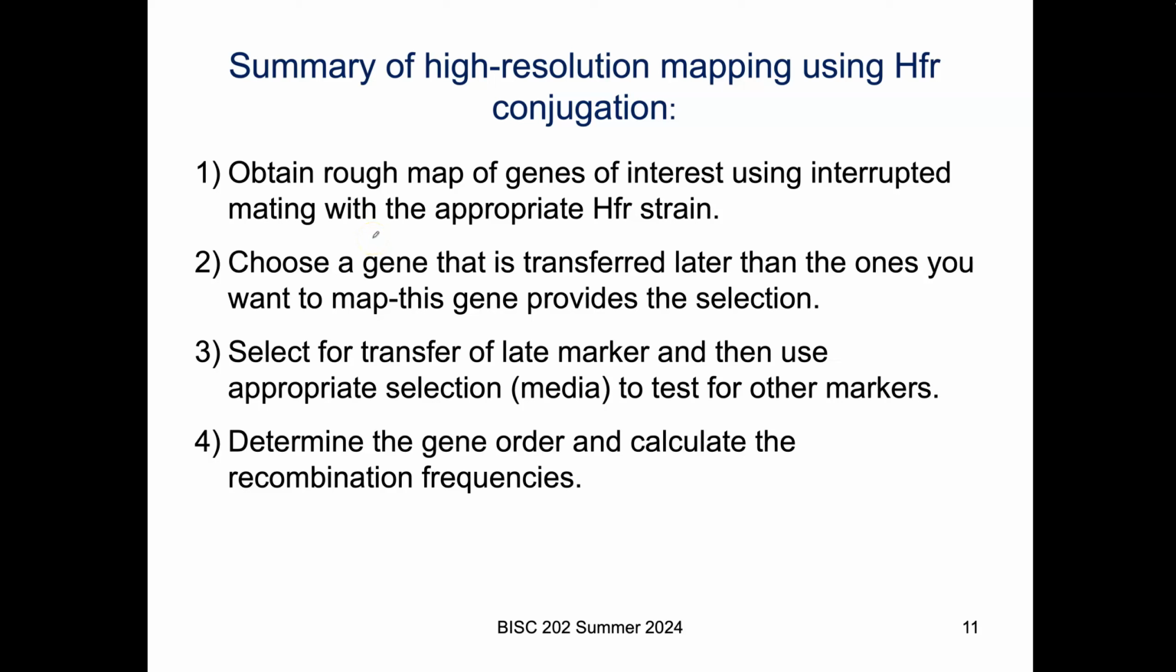We obtain a rough map of those genes. We choose a gene that's transferred later than the ones you're trying to map, so this provides our selection. And we just remember we have to use the right kind of media for selecting the transfer of that marker, but then we have to replica plate to test for other markers. We've had some practice on that in a previous lecture, so you understand what kind of media and how we figure out all the genotypes and so on. And then the simpler part is just determining the gene order with the data and then calculating recombination frequencies, and of course you're usually asked to draw a map.